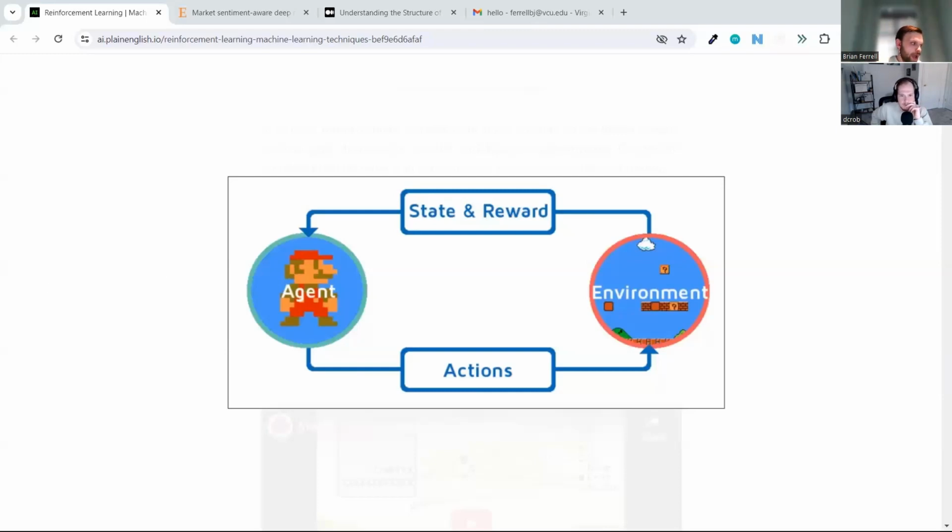And then you have this environment that it's interacting with, which for stocks would be all the information that you could possibly find that involves the stock market, which is not technically possible. So you kind of have to do your best two or three things.